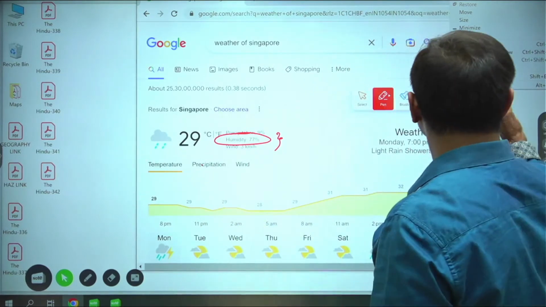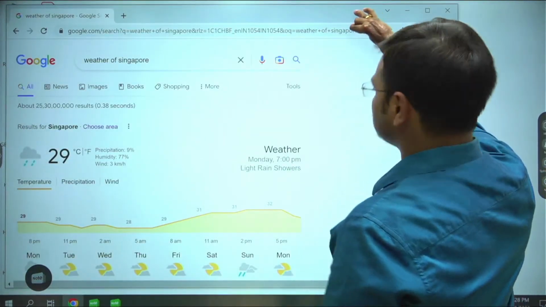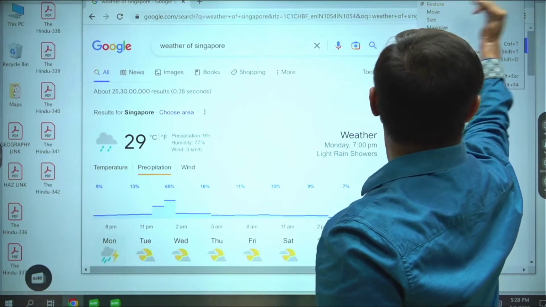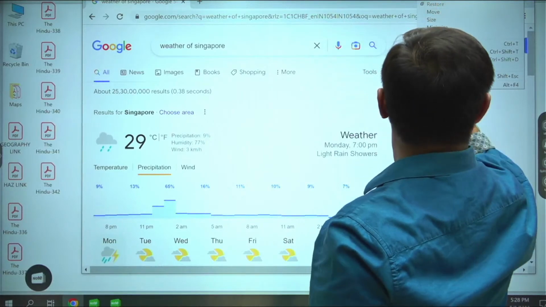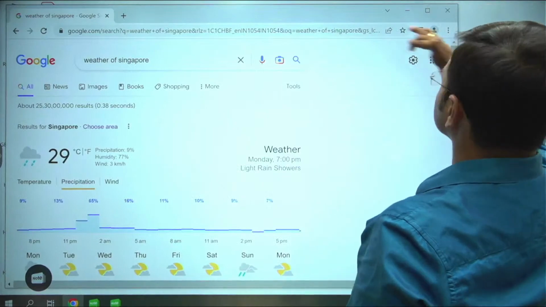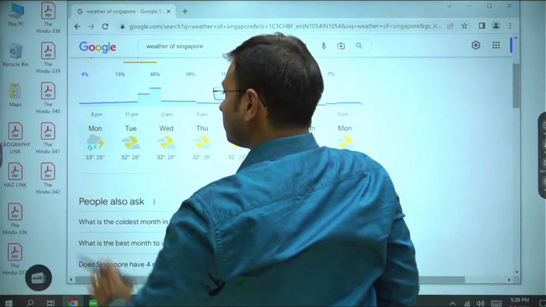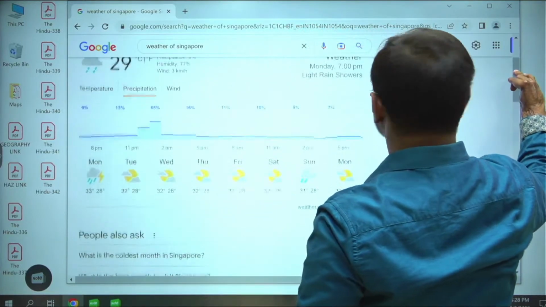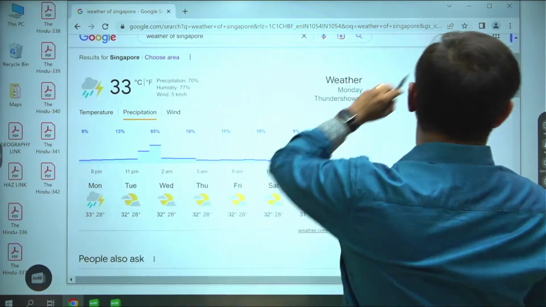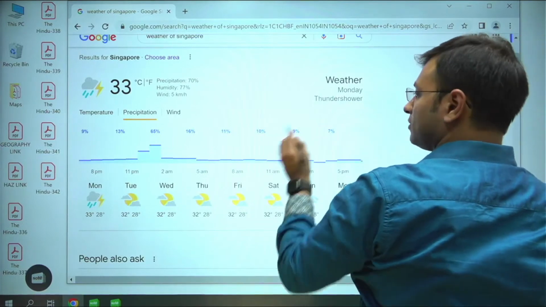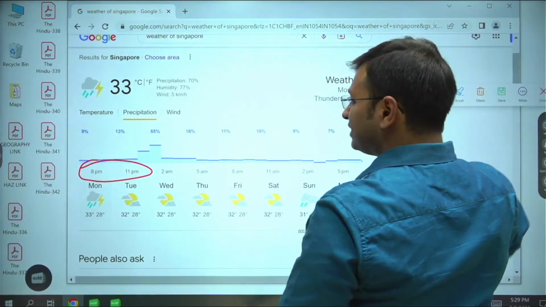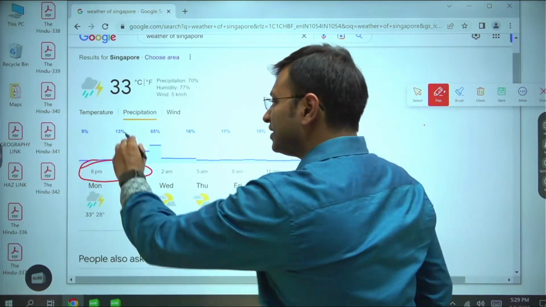So if I open up the precipitation map of Singapore, if I just click on the precipitation, and open up today, Monday, so today if I'm showcasing you the precipitation map of Singapore, between 11 p.m. to 8 a.m. the percentage of precipitation, or the chances of you getting rainfall, is very less. It is between 9% to 13%.